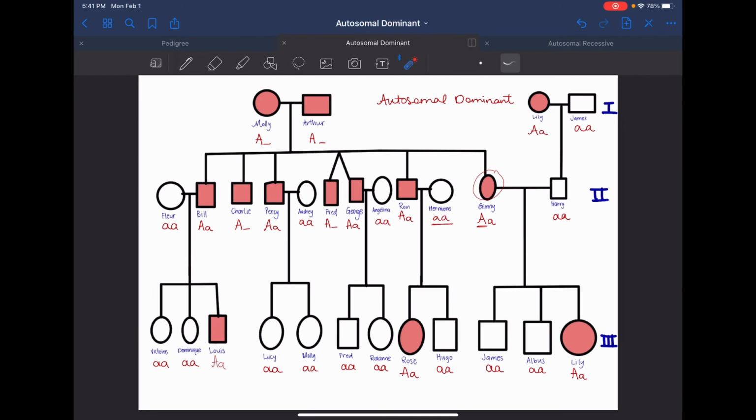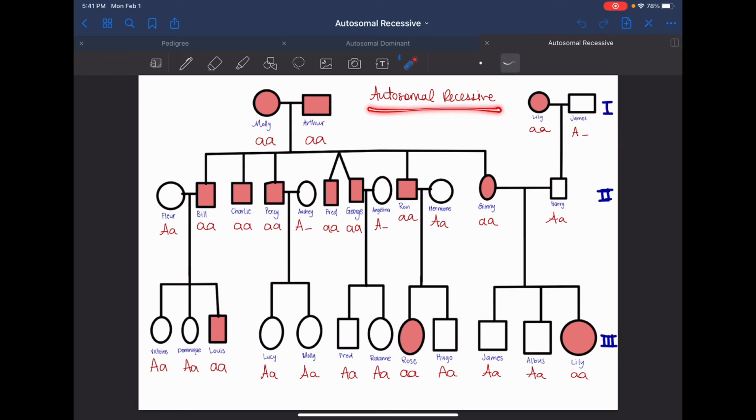Alright, looking at autosomal dominant, this does add up throughout the entire pedigree, so we know that they have to have at least one big A in order to be affected. If they're not affected, they will have 2 small A's. If we look at autosomal recessive, which also works in this case, they have to have 2 little A's in order to be affected, and at least one big A in order to be unaffected.